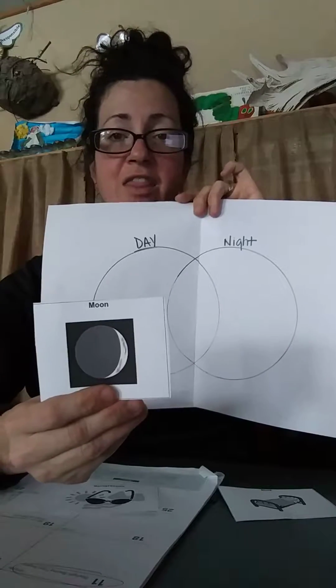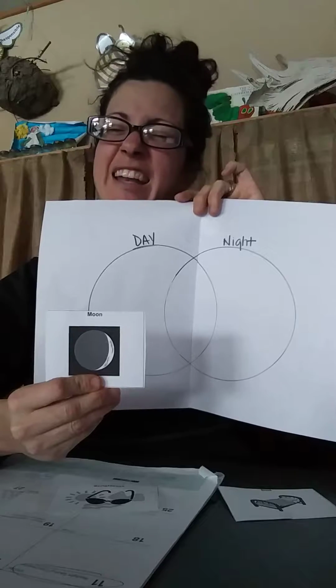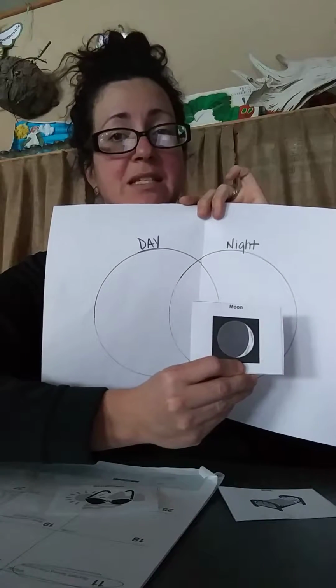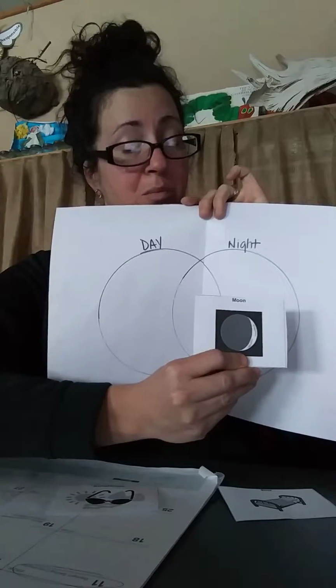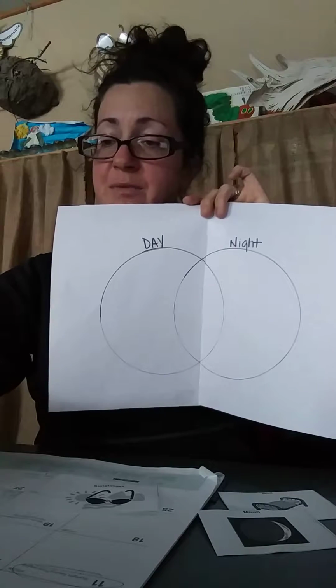Next we have the moon. Do you see the moon during the day? Kind of, but it's more bright during the night. So the moon would definitely be something that you would put in the night section. Put it right down there with our night words.